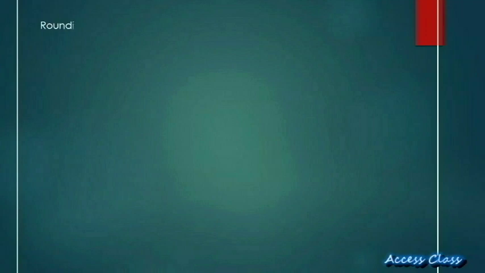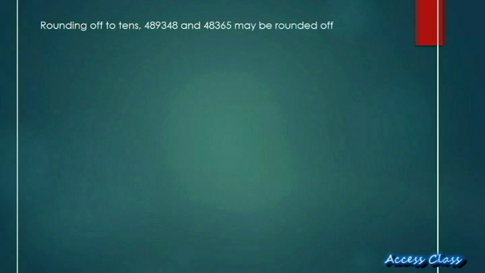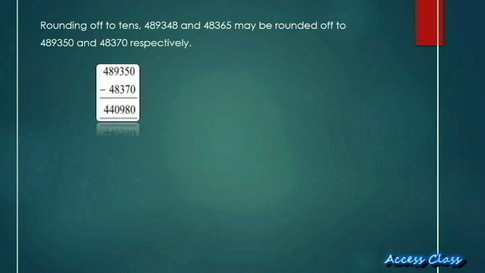Now we proceed to the next part, to the nearest 10. When you round off both the numbers to nearest 10, what will you get? So in the first, 4,89,350 and 48,370 respectively. After subtraction, you will get 4,40,980.